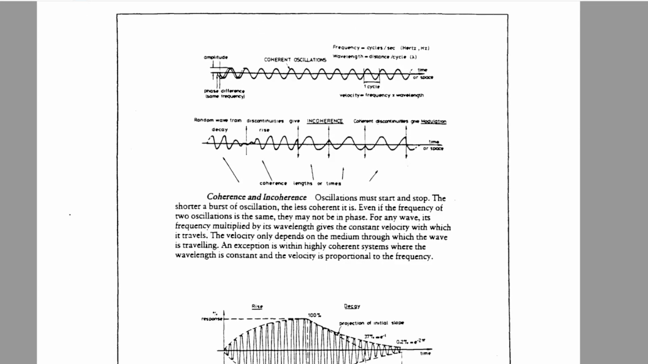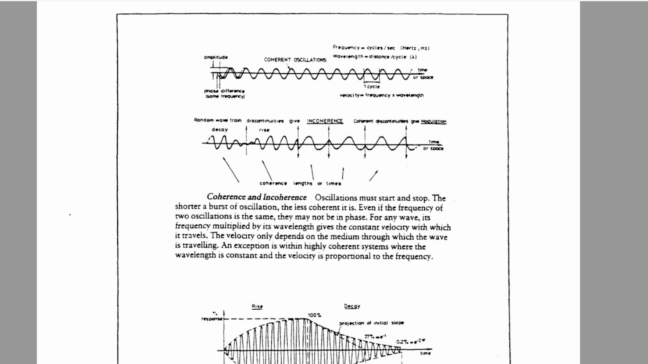Amplitude. Coherent oscillations. Coherent, see how they're consistent there. Frequency equals cycles per second. Hertz. Cycles per second. Frequency. Hertz. The Maxwell conspiracy. Wavelength equals distance per cycle. Random wave train. Discontinuities give incoherence. Incoherent discontinuities give modulation. Yeah, I can relate to that, playing with synthesizers.